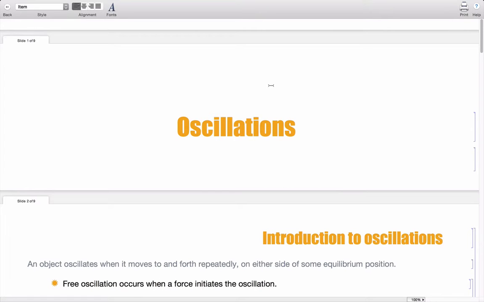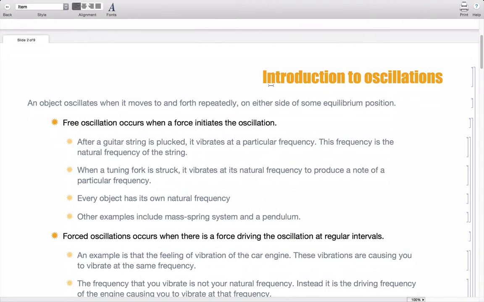In this tutorial, we are going to discuss oscillations. An object oscillates when it moves to and fro repeatedly on either side of some equilibrium position. There are in general two types of oscillations. The first type, called the free oscillation, occurs when a force initiates the oscillation.